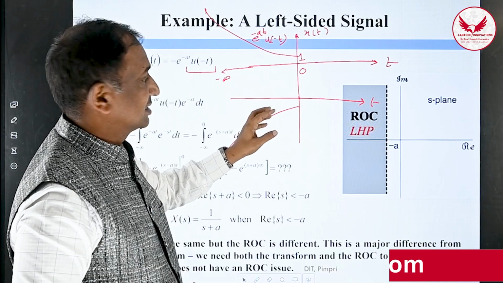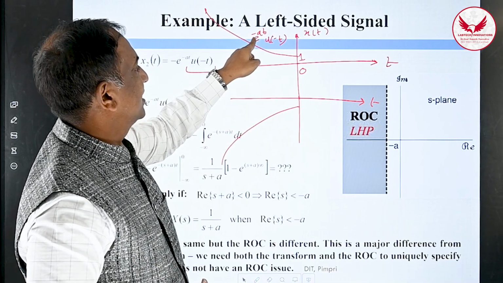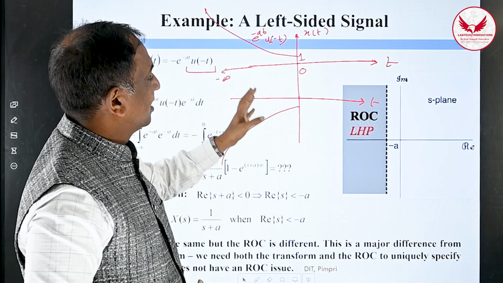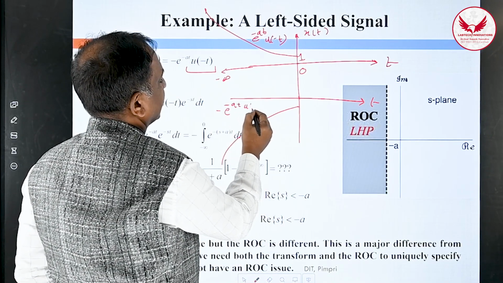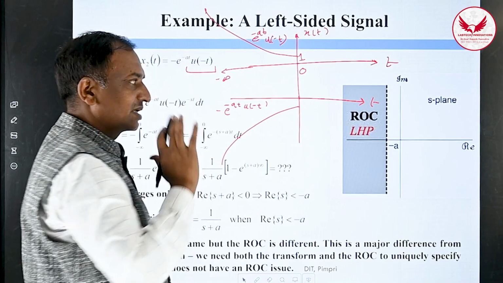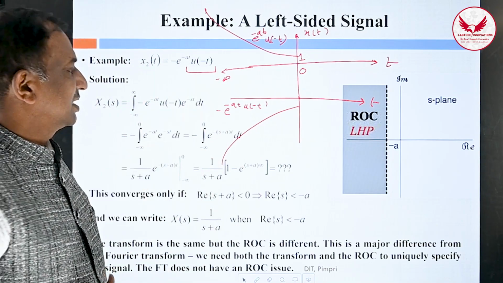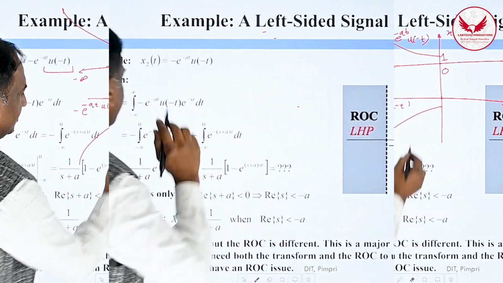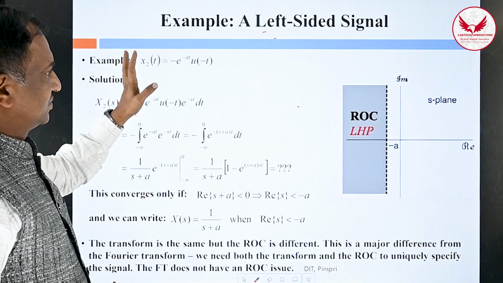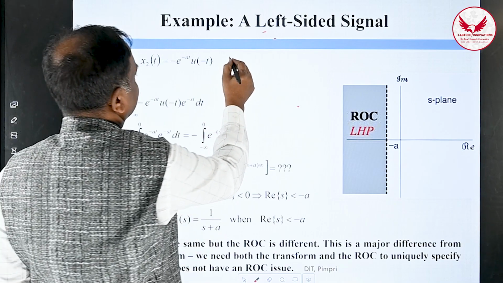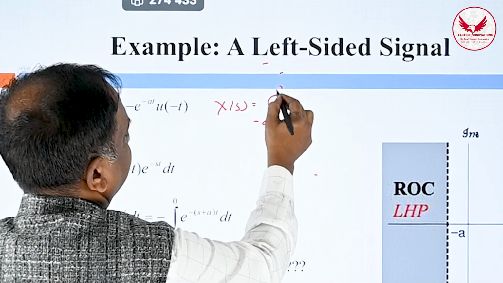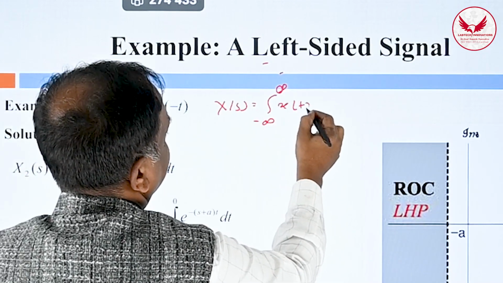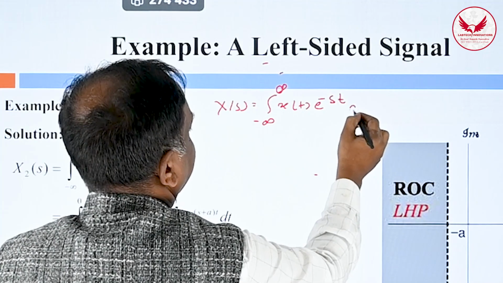So it is a left-sided signal. Actually this is only e raised to minus at u of minus t. If it is minus e raised to minus at u of minus t, then the signal will look like this. Now I want to find out the Laplace transform of this signal. Same as I told you, you write the formula for Laplace transform. So this is equal to the integral from minus infinity to infinity of x of t into e raised to minus st into dt.